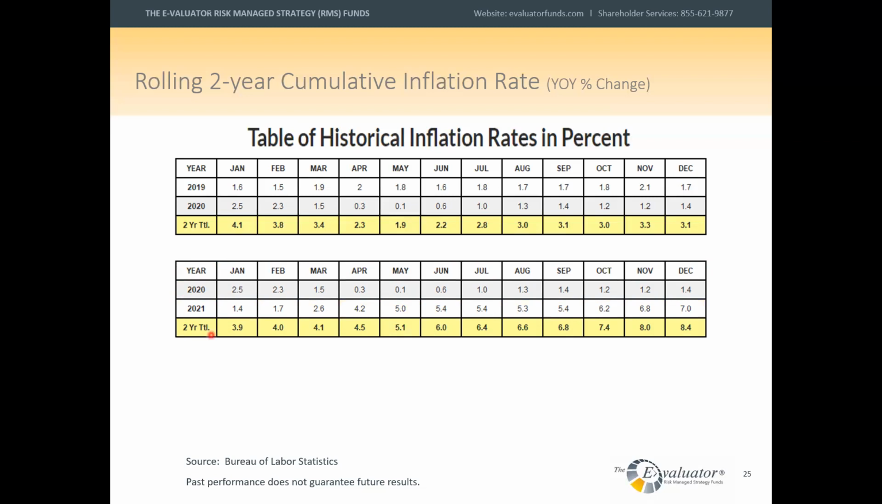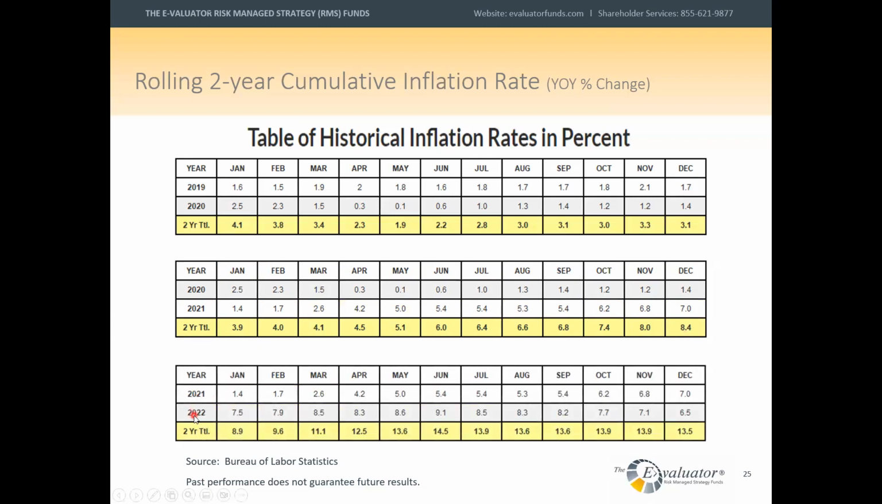And what you can see is that here in May of 2021, inflation year over year went to 5%, and it just kept going up. And that caused the 2-year rolling return to continue to increase, where by the end of 2021, inflation was up 8.4% over the last 2 years. So then let's look at 2021 and 2022.